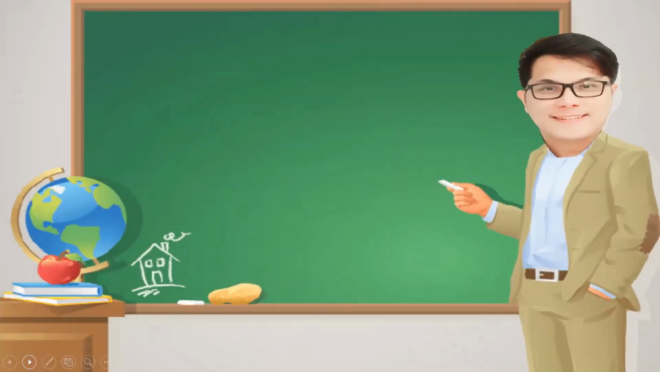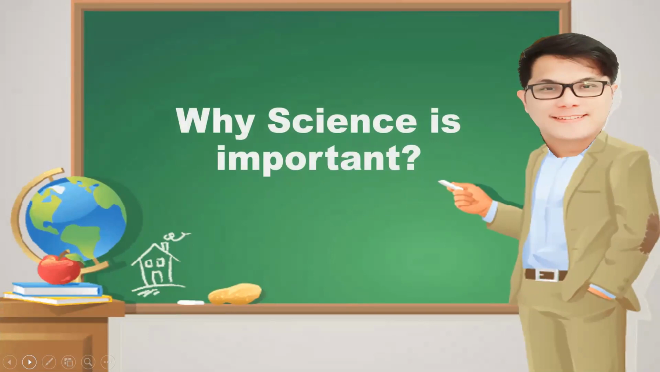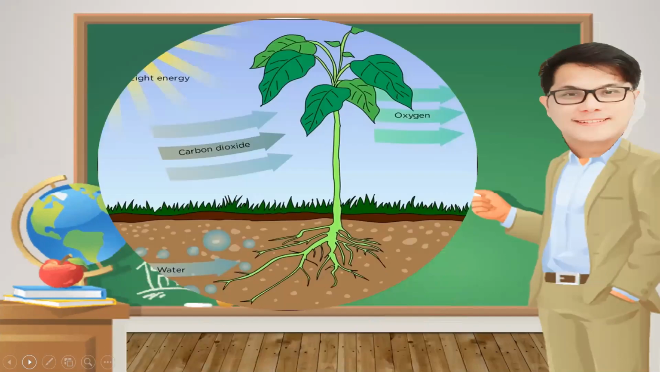You may have a question: why do we need to study science, and why is science important? Science is all around us. The fact that you exist and are in the process of reading this lesson is science. The process of the air we breathe is also science, not only for humans, but also for animals and plants.